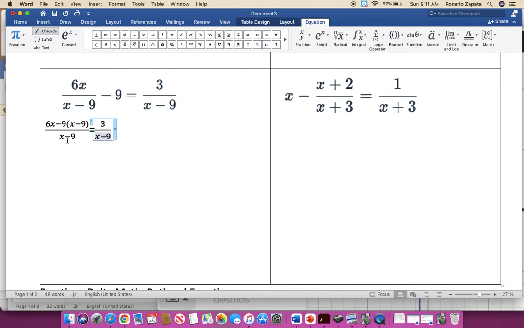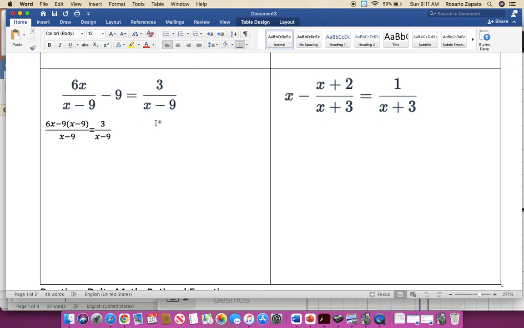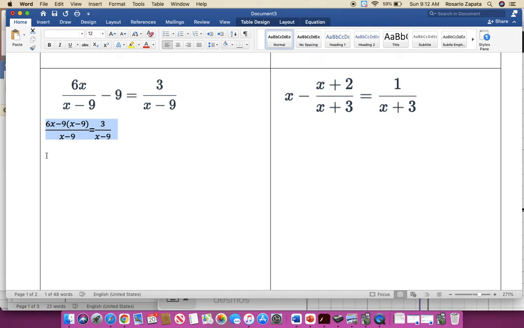Now we can actually cancel x minus 9, but I'm going to show you that it's actually like a legit method to do that. So before that, we can distribute negative 9 to x minus 9. So I will just copy. So that's easier for me. So you have x minus 9. Alright. So you have negative 9 times x minus 9 is negative 9x plus 81.